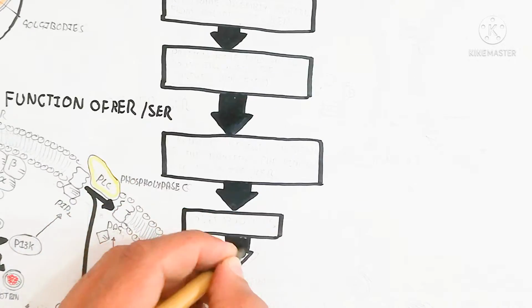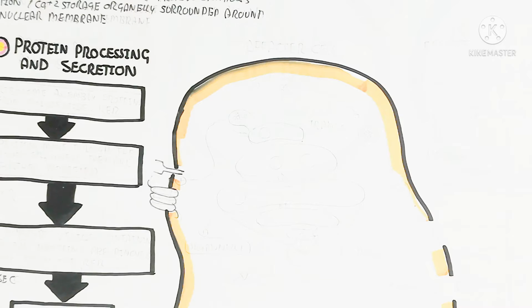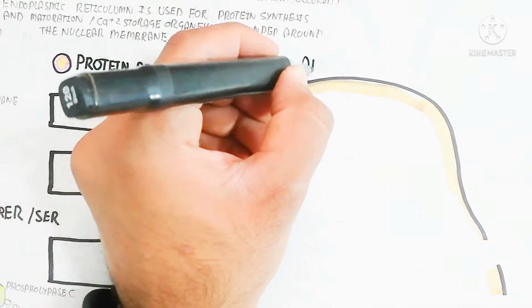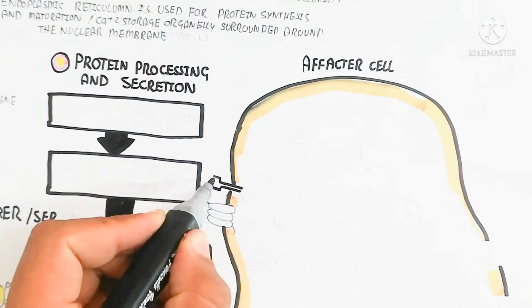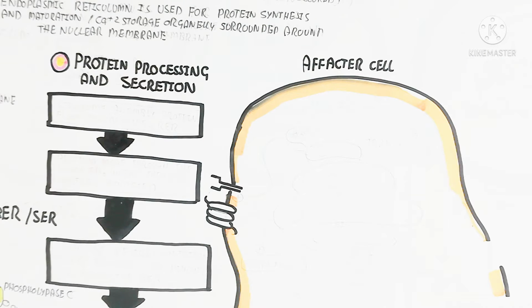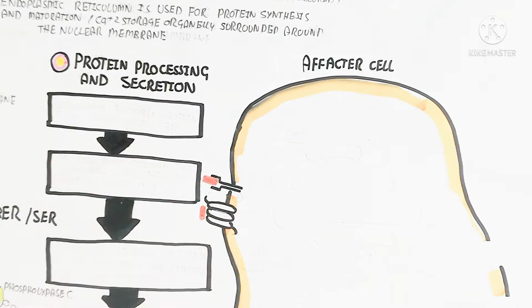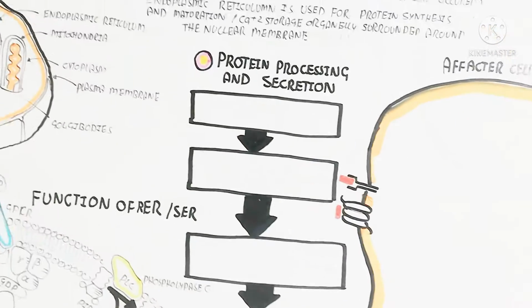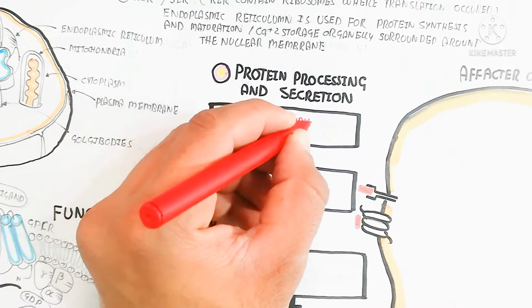So the protein processing and secretion we will discuss. So here is the cell. I am drawing the bigger picture of the effector cell. This effector cell means it will be affected by something and release hormone, steroid or protein via exocytosis for the trigger of another cell, which is known as the effector cell.